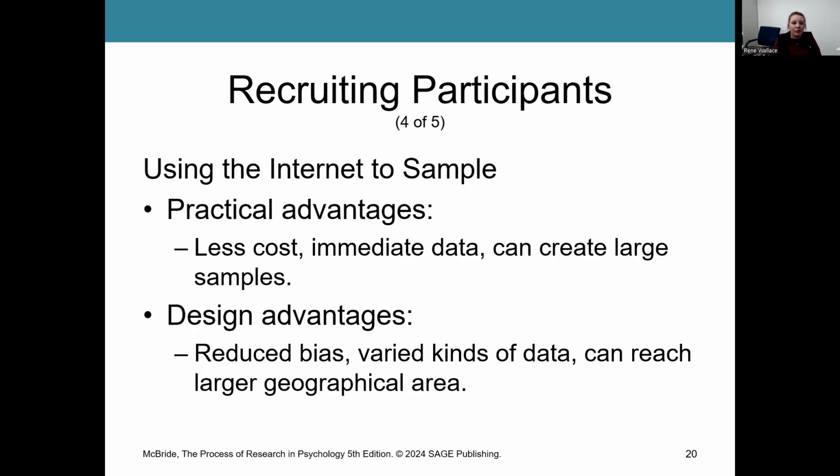If we're using the internet, there are some practical advantages, like it's pretty cheap, right? It doesn't really cost anything to send out an email to make a free Qualtrics survey. And you get the data immediately. As soon as they fill it out, you have it. So you can get really large samples that way. And then some design advantages, it reduces bias, right? You're not sitting there asking individuals questions. It's not like you could only get people in Stephenville at your university because you sent it out over the World Wide Web. And so you can get this larger geographical area covered and you can get a lot of different types of data that way.